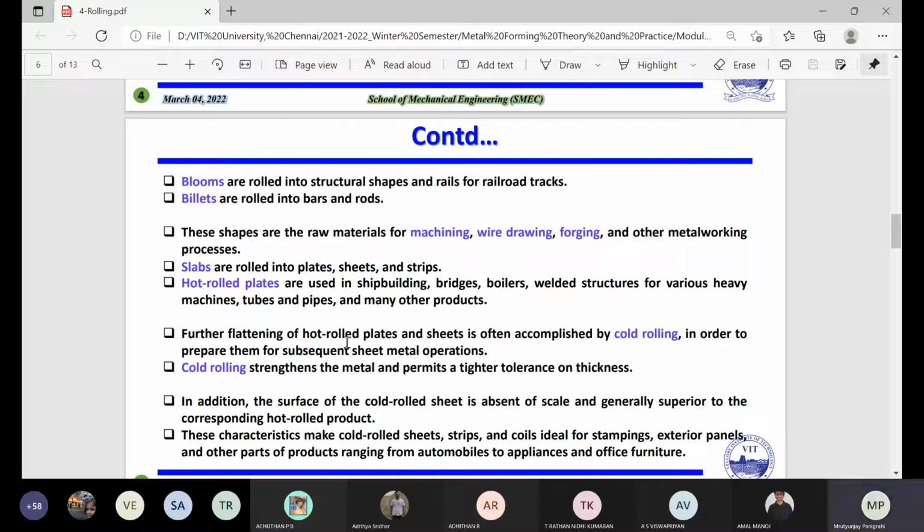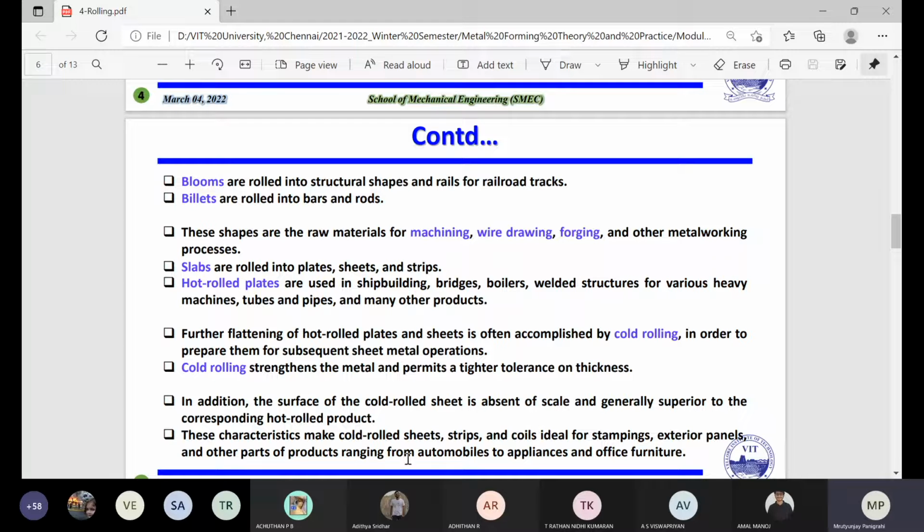So the cold rolling strengthens the metal, so you get good strength of the metal. Then also the surface finish. At the same time, you will also find the close tolerance, or close thickness. What I told in the previous slide, in hot rolling you are not finding the close tolerance, so we have to go for cold rolling. In addition, the surface of the cold roll sheet is absent of scale. Whatever film or scale you generate in hot rolling, you have to remove here in cold rolling. You will not find any layer.